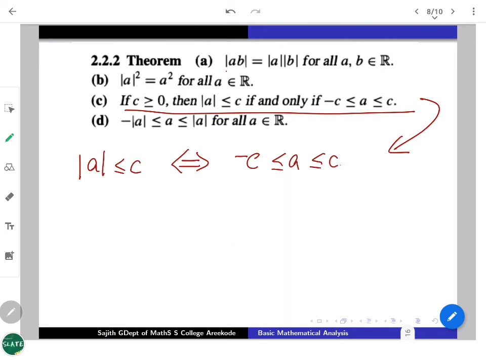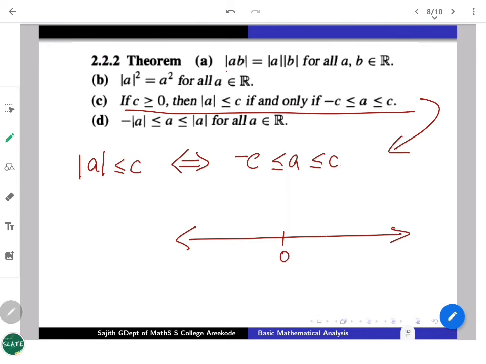Geometrically, this is evident, right? Why is it evident? Look at what it says actually. Mod A means the distance from A to 0, how far away it is from 0. Look at C. C is a non-negative real number on the number line. First observe the following. Suppose you have 0, for example, here.